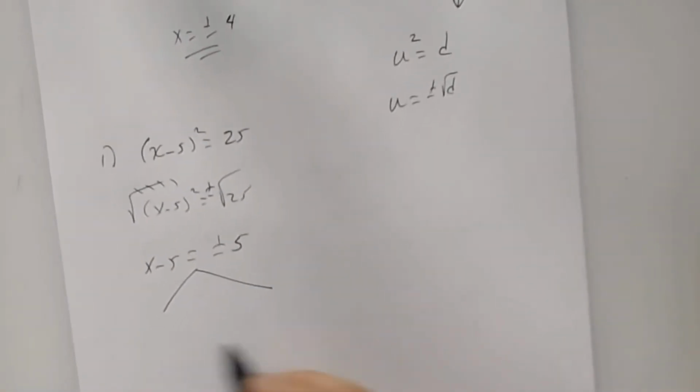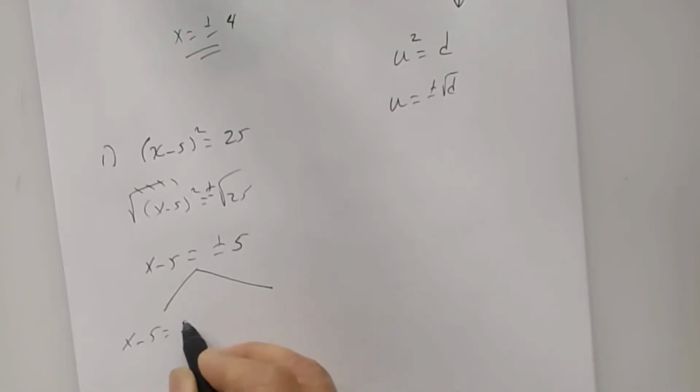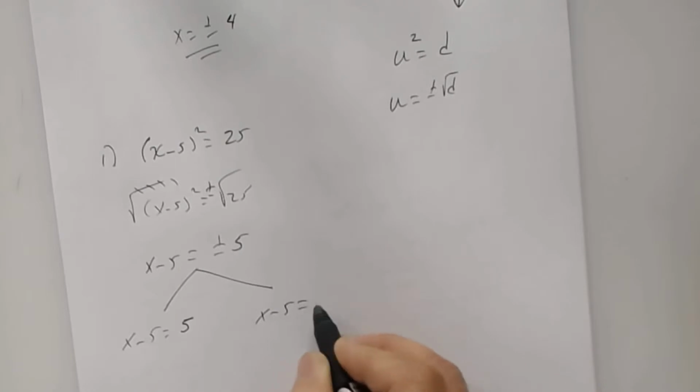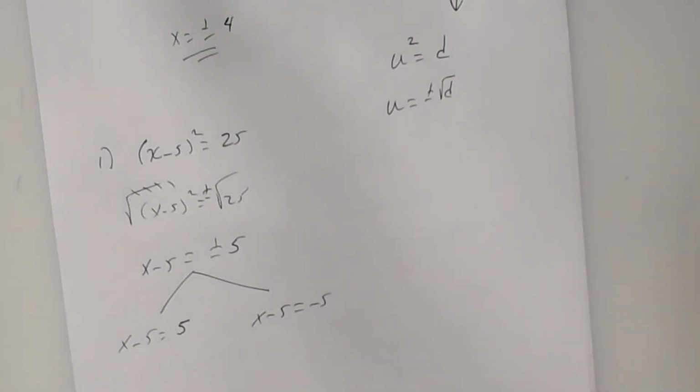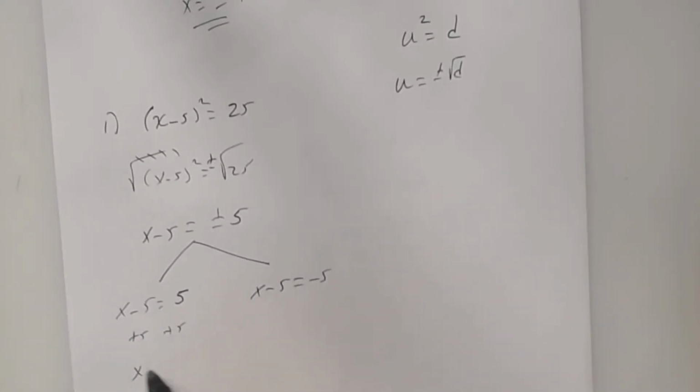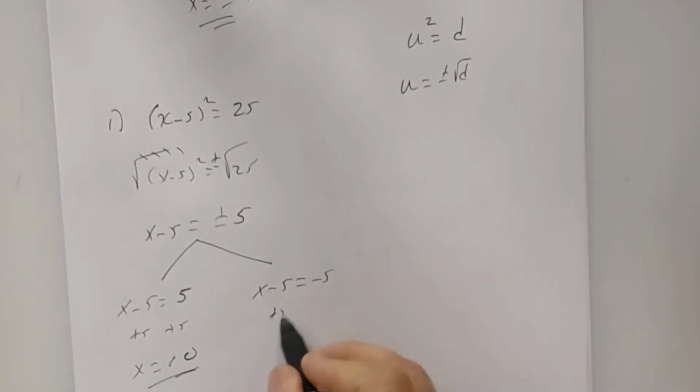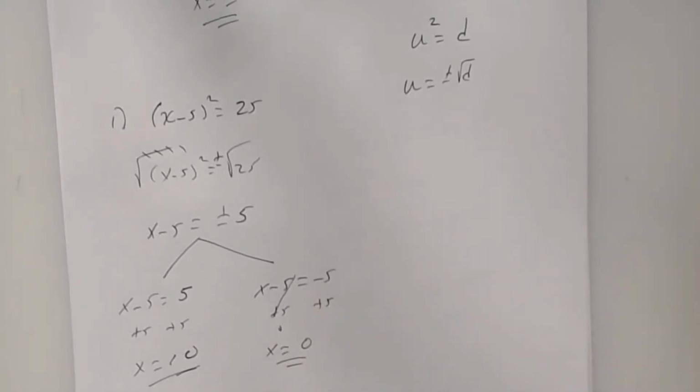We're almost done with this. So x minus 5 equals how many things? 2. So you're going to split it apart. You're going to say x minus 5 equals a what? 5. And x minus 5 equals a negative 5. And then notice I went from this quadratic equation to two what? Linear. So now I add 5 to both sides. What's one of my solutions? 10. Add 5 to both sides. What is the other solution? 0.